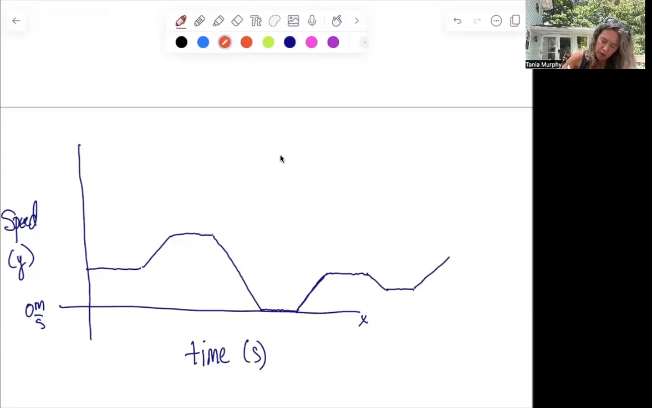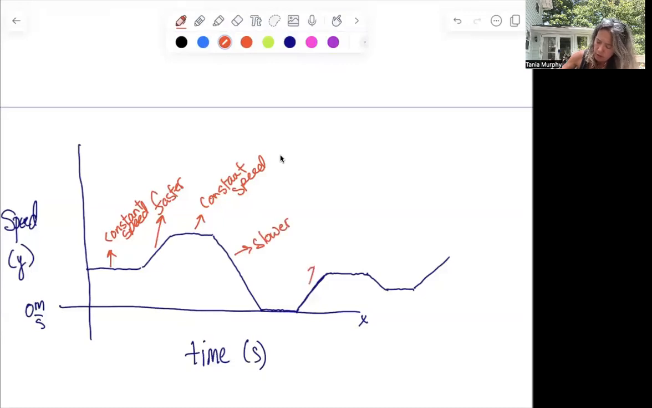Let's identify that one more time. Constant speed, faster, constant speed, slower, faster, constant. What's constant? Speed. Slower, constant. Remember, constant means not speeding up or not slowing down. Faster, speeding up. All right.